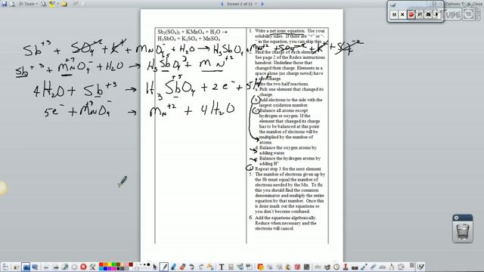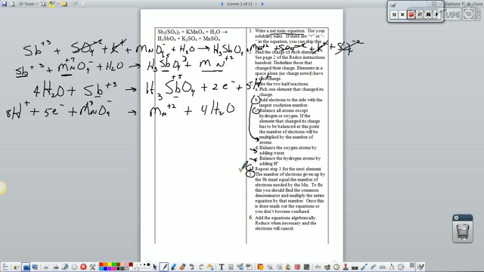And then balance the hydrogens by adding H plus. And I need 8 of them. So that balances that. Now I'm down to step 5. Step 5. The number of electrons given up has to equal the number of electrons needed by the other.